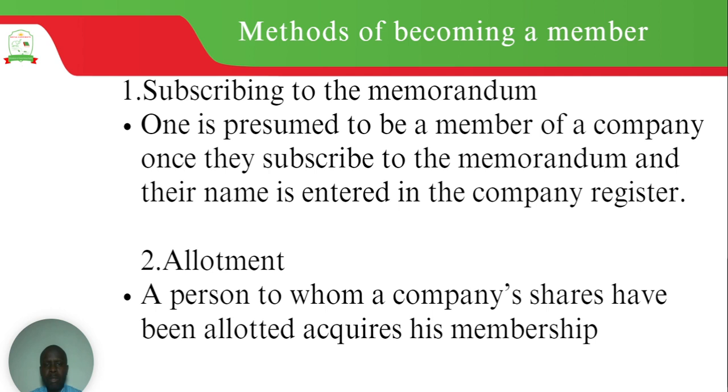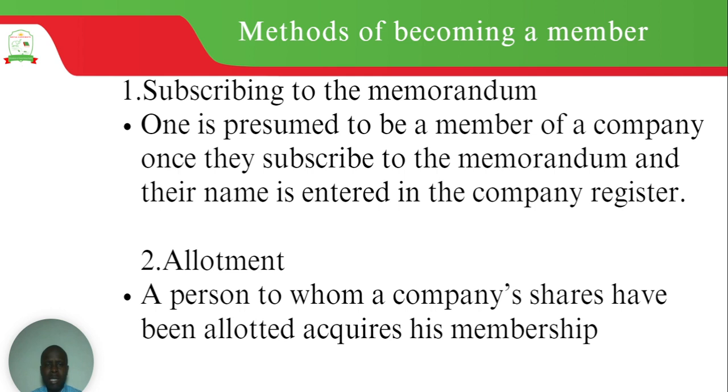And the other one is through allotment. A person to whom a company's shares have been allotted acquires membership. When you talk about allotment, remember when a company advertises to the public that they are selling shares, the expectation is that you, as a person who intends to buy the shares, are going to apply, and by applying you will also state how much you intend to buy in terms of shares. So at that particular moment, through just the application, we cannot say you are a member. Now, allotment comes when the company agrees to give you a certain number of shares. That's what we call allotment.